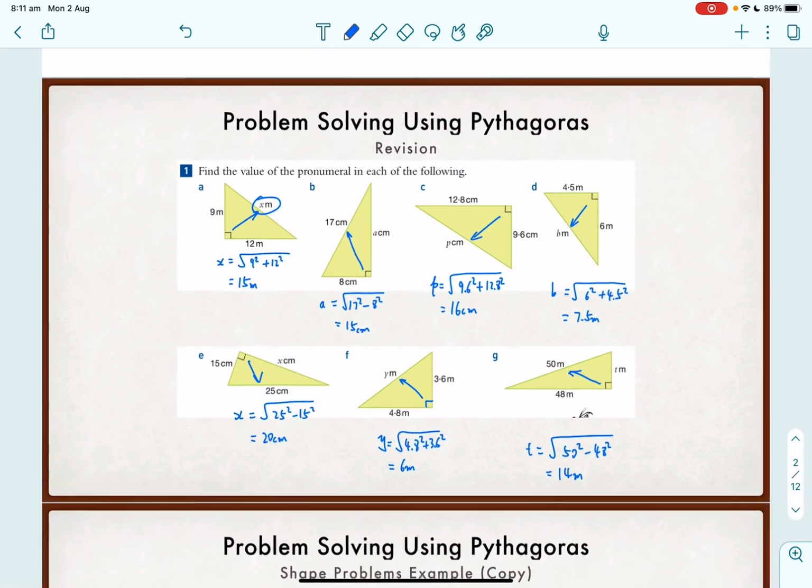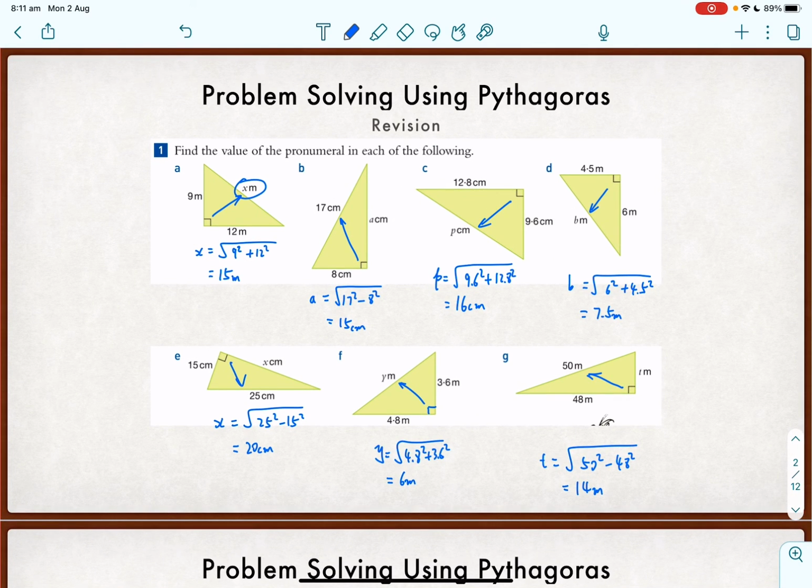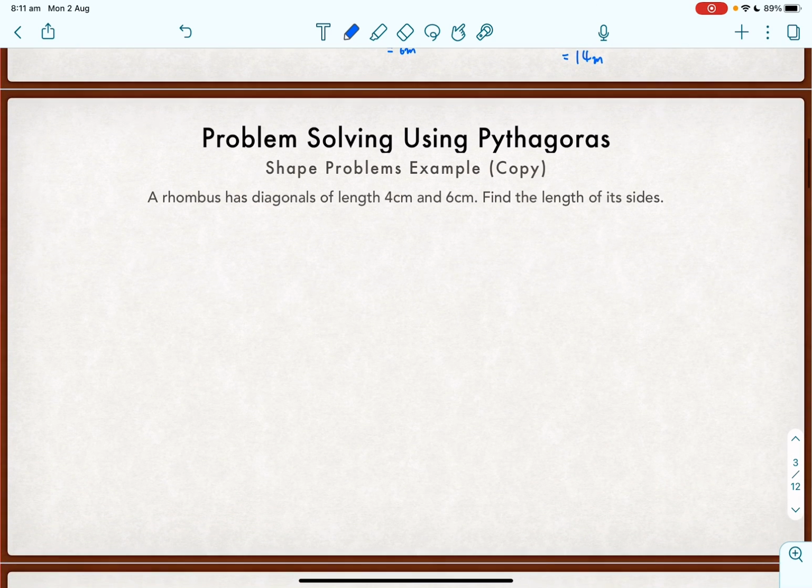Meter. Okay, if you're alright with this, then you are ready to do problem solving. So let's start with the problem solving questions with shapes. Normally we need to know what the shapes are and how special they are. If you don't remember, go back to the shapes chapter and revise those shapes.